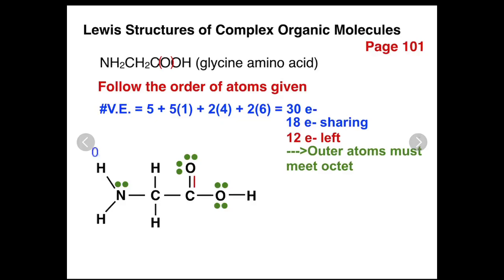And the next thing you need to do is check formal charge for all atoms. So all hydrogen would be 0, nitrogen would be 0 as well, carbon 0, oxygen 0, this carbon 0, and this oxygen is 0.